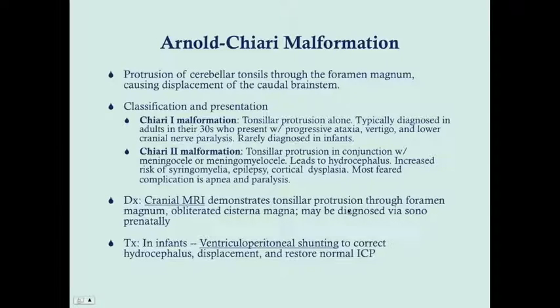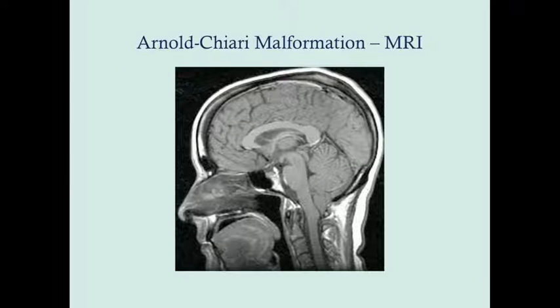cisterna magna. The cisterna magna is a little corner where cerebrospinal fluid collects right underneath the cerebellum. It's just Latin for big cistern. And this can be diagnosed via sonography prenatally, but I'm not sure if you'll get a picture of that or not on the test. For treatment in infants, you'll get a ventricular peritoneal shunt, and that will correct the hydrocephalus as well as the displacement and restore intracranial pressure. Let's look at some pictures of this. So if you get a picture on the USMLE of Chiari malformation, it will probably be an MRI.